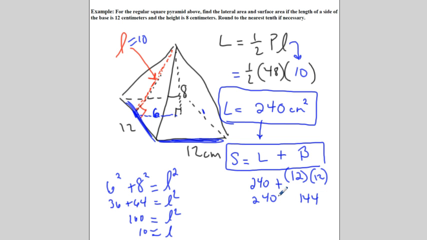You add that to the 240, the lateral area, so you add those two numbers together, and if I did my math right, it's 384 centimeters squared. This is the surface area. Okay? So the only difference is you got one base on a pyramid, you have two bases on a prism. Okay, we're going to move on.